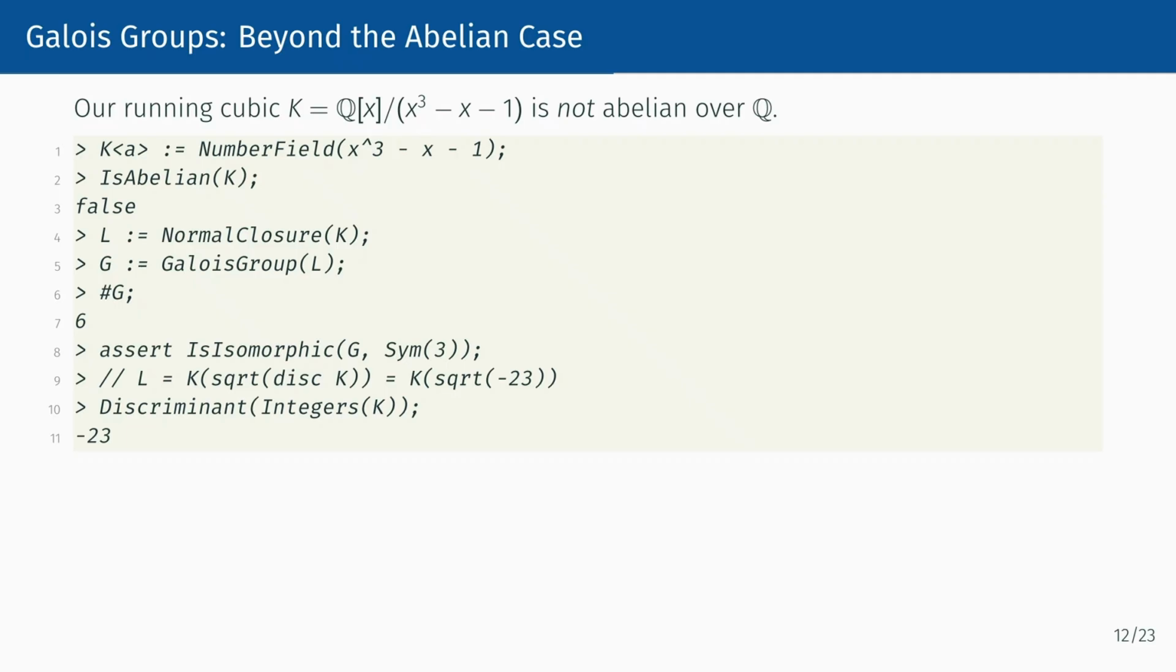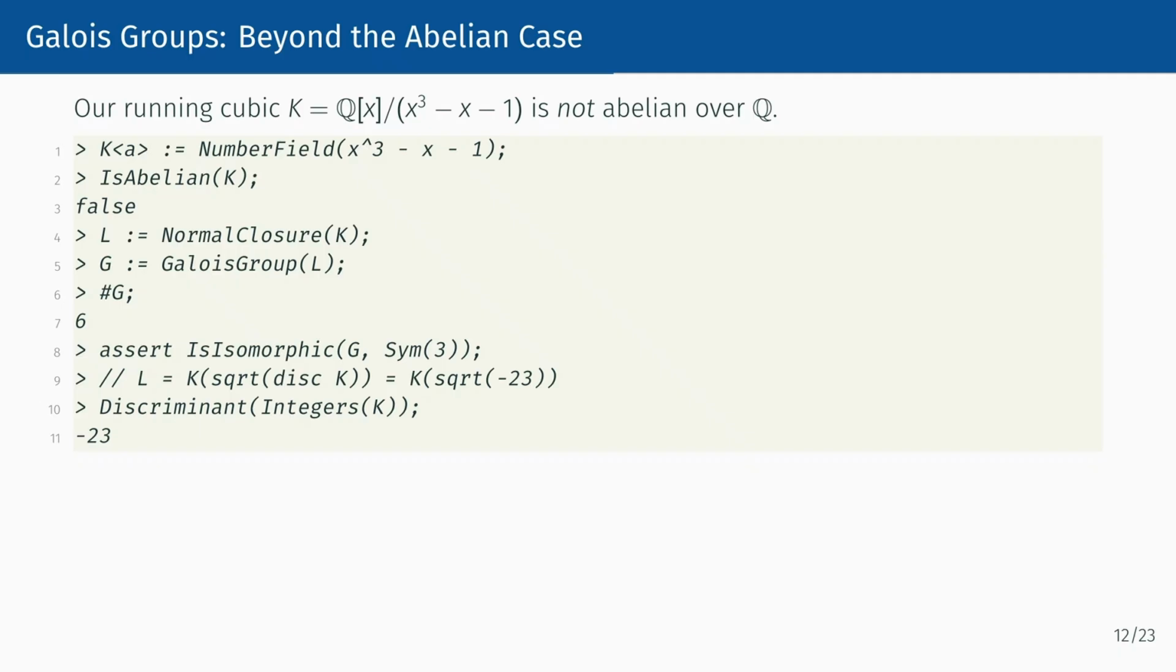So what happens beyond the abelian case? We had our running cubic from before, which is not abelian. We can try to find its Galois group. For example, we can construct the normal closure, look at the Galois group of this normal closure, and see that it has 6 elements, and even further see that it's isomorphic to S3.